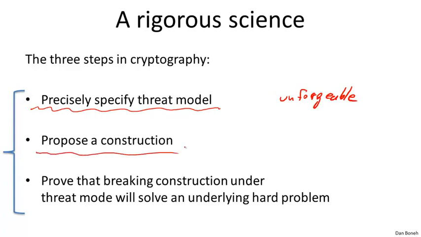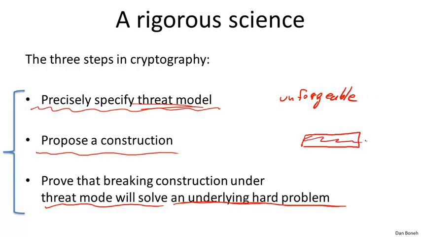Then we're going to propose a construction, and then we're going to give a proof that any attacker that's able to attack the construction under this threat model can also be used to solve some underlying hard problem. And as a result, if the problem really is hard, that actually proves that no attacker can break the construction under the threat model. These three steps are actually quite important. In the case of signatures, we'll define what it means for a signature to be unforgeable, then we'll give a construction, and then, for example, we'll say that anyone who can break our construction can then be used to, say, factor integers, which is believed to be a hard problem. So we're going to follow these three steps throughout, and you'll see how this actually comes about.